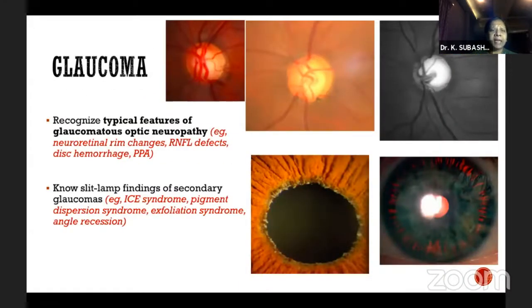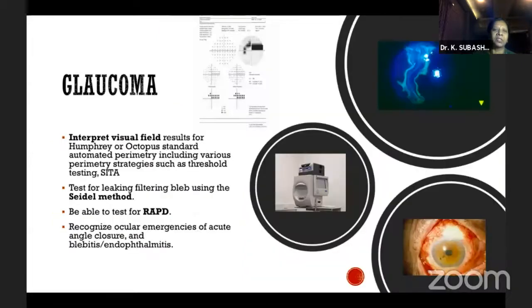The optic disc examination, the typical features to be looked for, the trainee should develop these skills, looking for the neuroretinal rim changes, the retinal nerve fiber layer defects, disc hemorrhage, peripapillary atrophy, and assessing the disc size too. And also know the slit lamp findings of secondary glaucomas such as Axenfeld-Rieger syndrome, pigment dispersion syndrome, exfoliation syndrome, and angle recession.